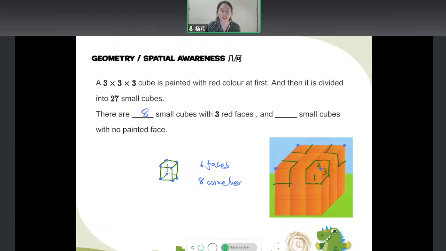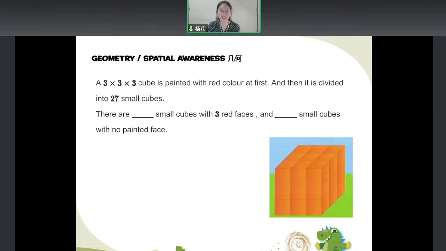Now let's check another question. How many cubes have no painted faces, without any color? Oh, this question will be a little bit hard because we cannot see it. Where is it? Actually, it's hidden inside the large cube. Okay, I will use something to help us understand it. Here we go. I will make out this large cube.